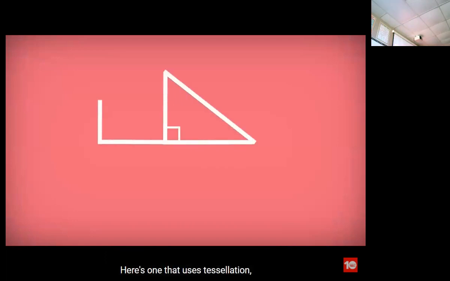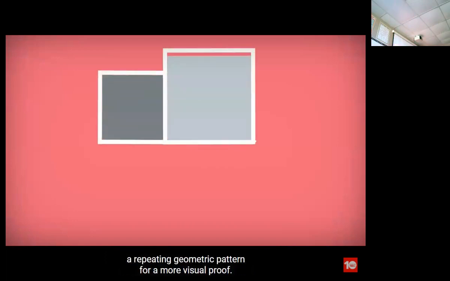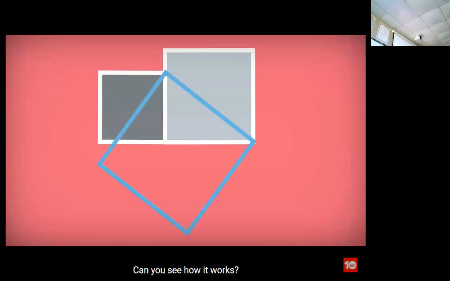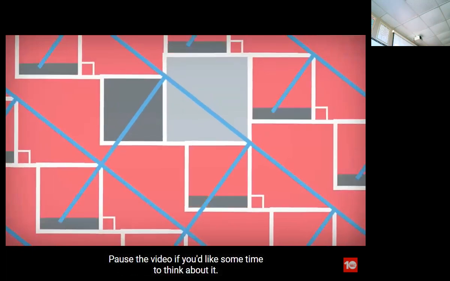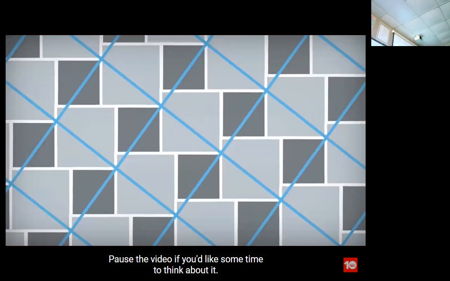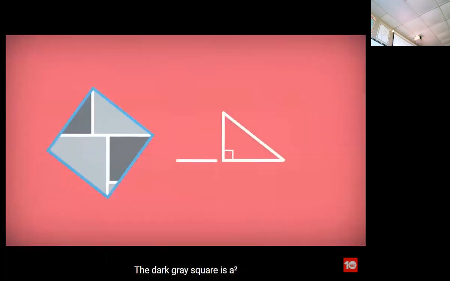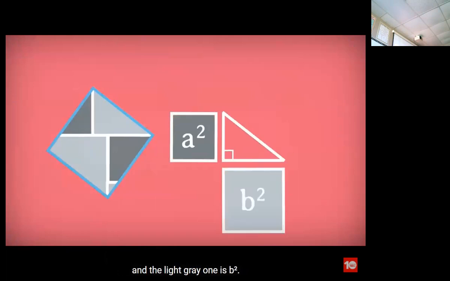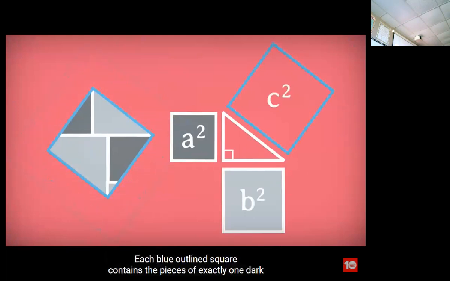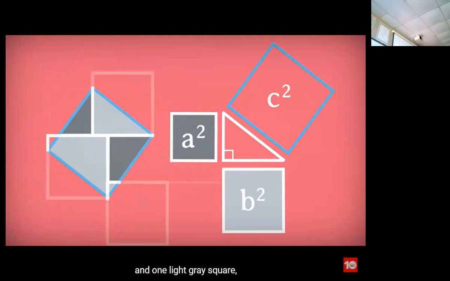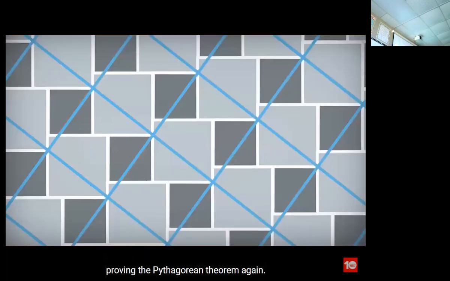Here's one that uses tessellation, a repeating geometric pattern, for a more visual proof. Can you see how it works? Pause the video if you'd like some time to think about it. Here's the answer. The dark gray square is a squared, and the light gray one is b squared. The one outlined in blue is c squared. Each blue outlined square contains the pieces of exactly one dark and one light gray square, proving the Pythagorean theorem again.